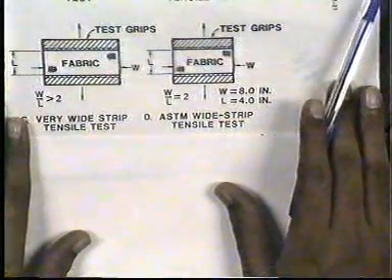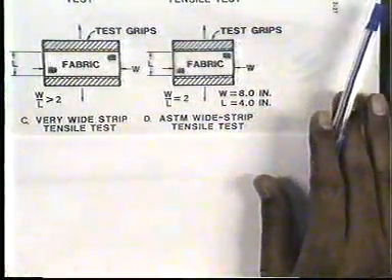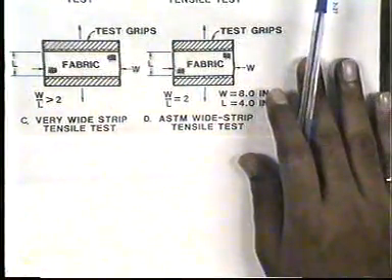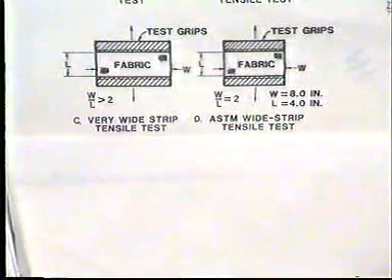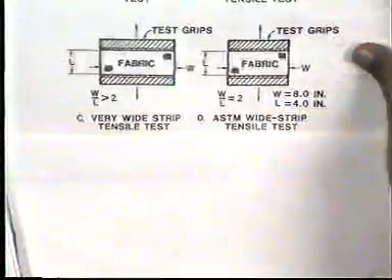The next test is the wide width test. Now, these slides show the wide width test, and this test method covers the measurement of the tensile properties of the geotextile using a wide width strip specimen tensile method.